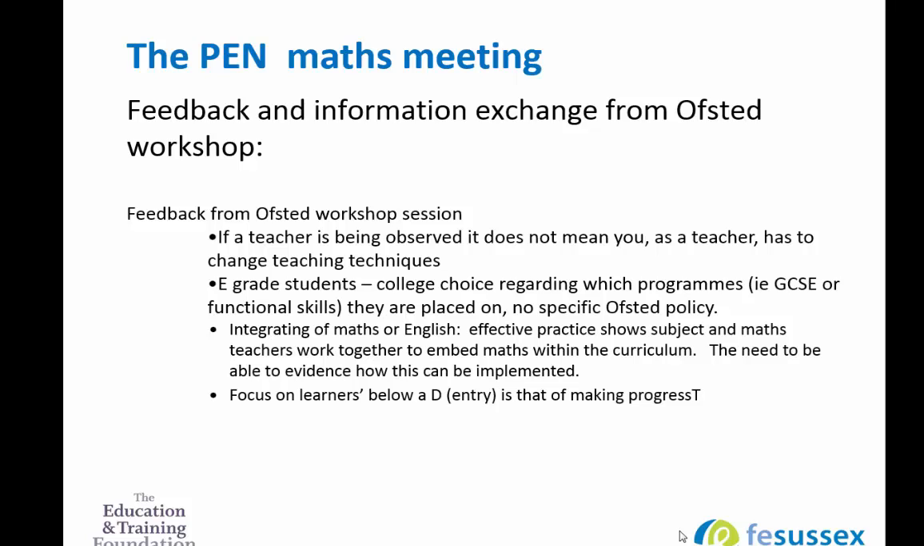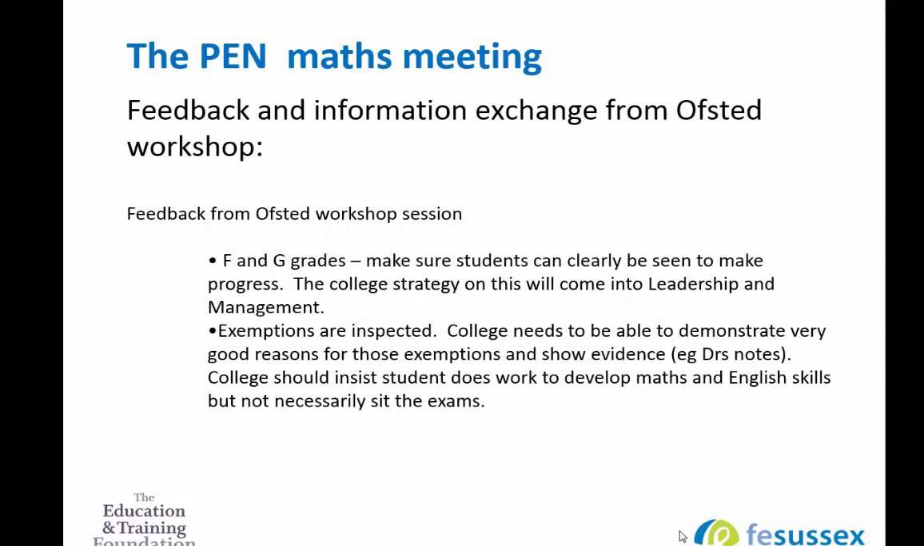That requires planning, it requires sitting down with colleagues, and it requires forethought, but it does lead to a much better delivery of curriculum. For students who come in with below a D, the emphasis on making progress, and how you measure that progress, that's up to you as a college. F and G grade students, well, again, they need to be seen to be making progress, and a college strategy on that should be in place, and that will be part of leadership and management judgment.